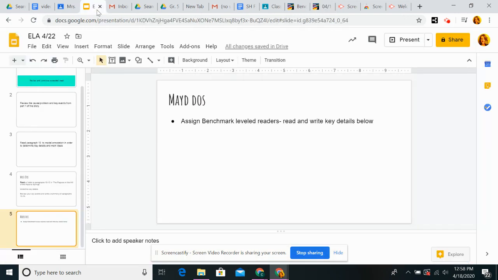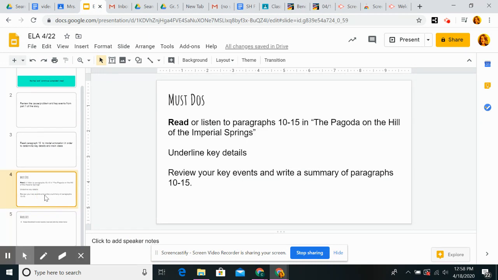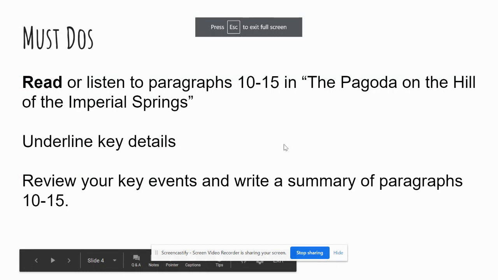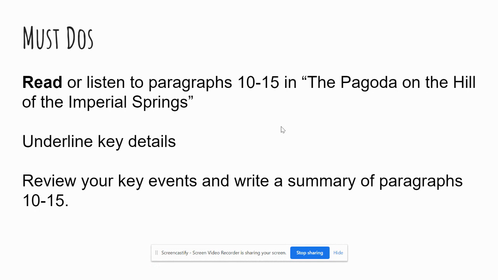Okay, so let's go back to our presentation, and I'm just going to go over the must-dos one more time with you. So when you press the end button on this, you're going to go ahead and read or listen to 10 through 15. You're going to underline key details, and you're going to write your summary at the end. All right, we'll see you at 10:40. Make sure you ask us if you have any questions.